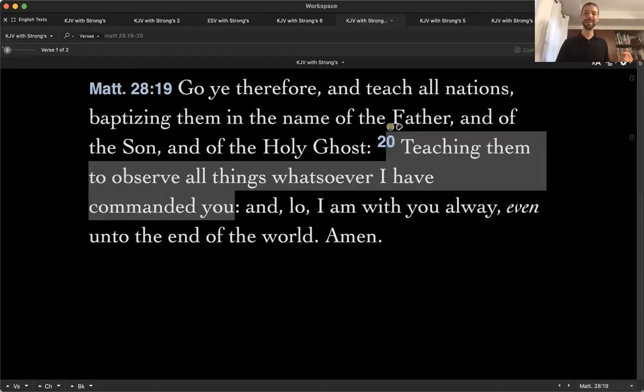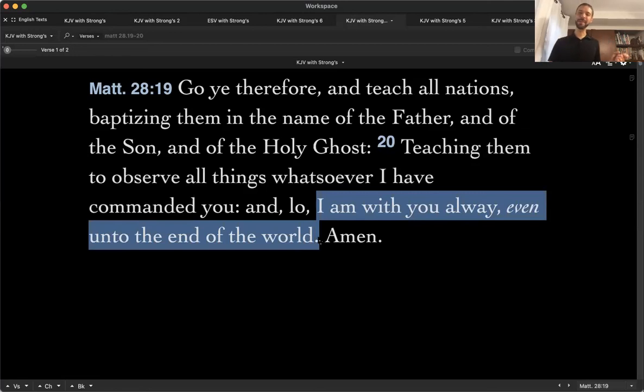There is a last coloring to this promise or to this command. Just to notice, I am with you always, even unto the end of the world. I think that cuts two directions. Here is an assurance. If you're in duress, if you're in stress, if you're facing persecution, if people are telling you that you cannot proclaim the gospel, do not fear. I am with you always.